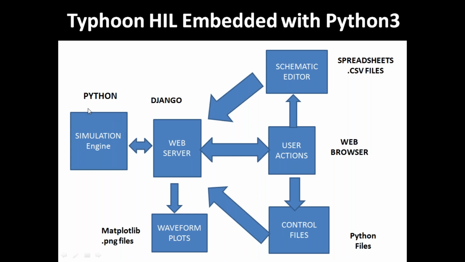So here our simulation engine is this Python. Now from here, the web server is Django, and you can save your file in the form of .csv. Then here you can have the waveform plots. You can save them in matplotlib. Means it is really automated.